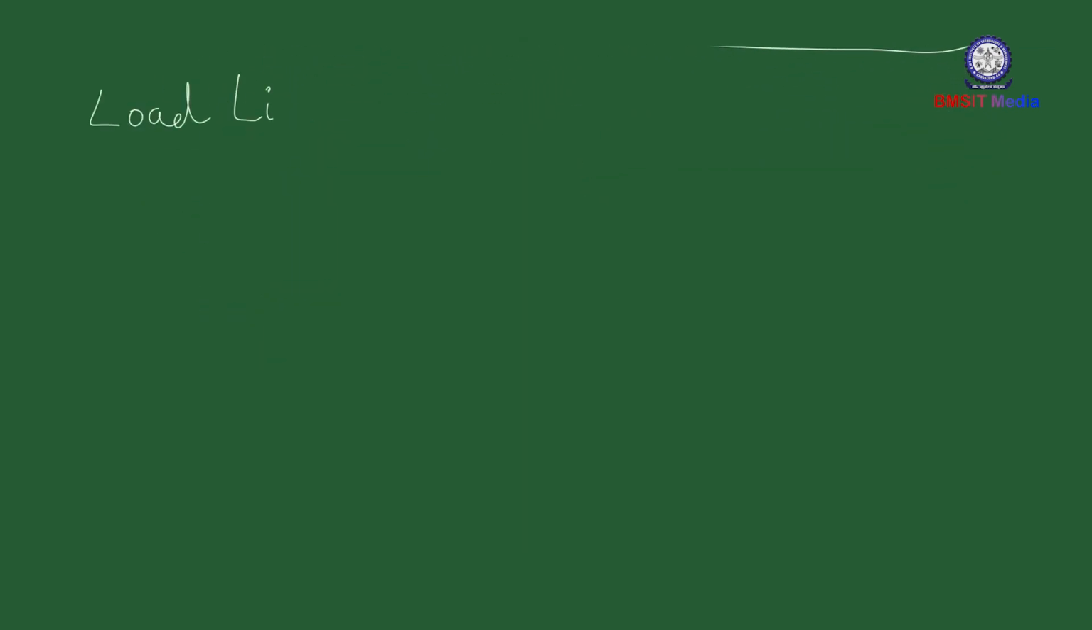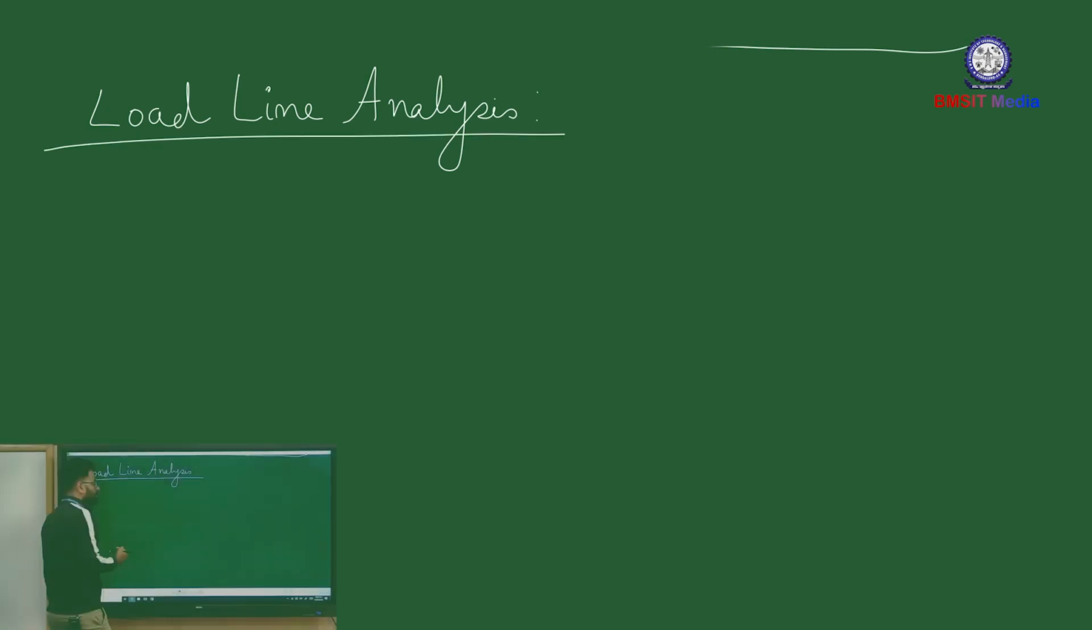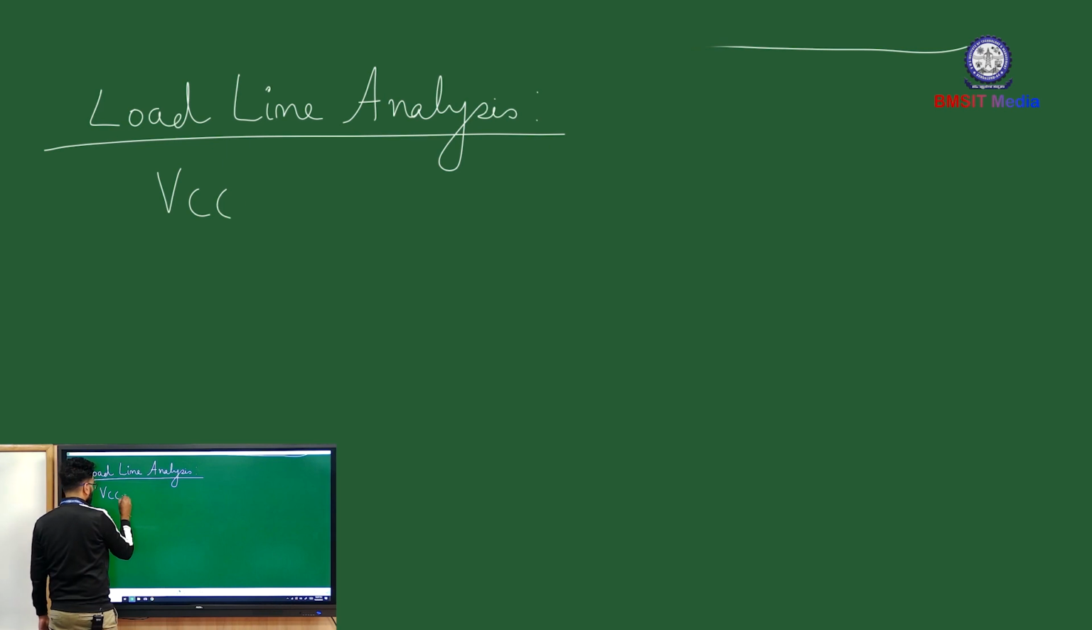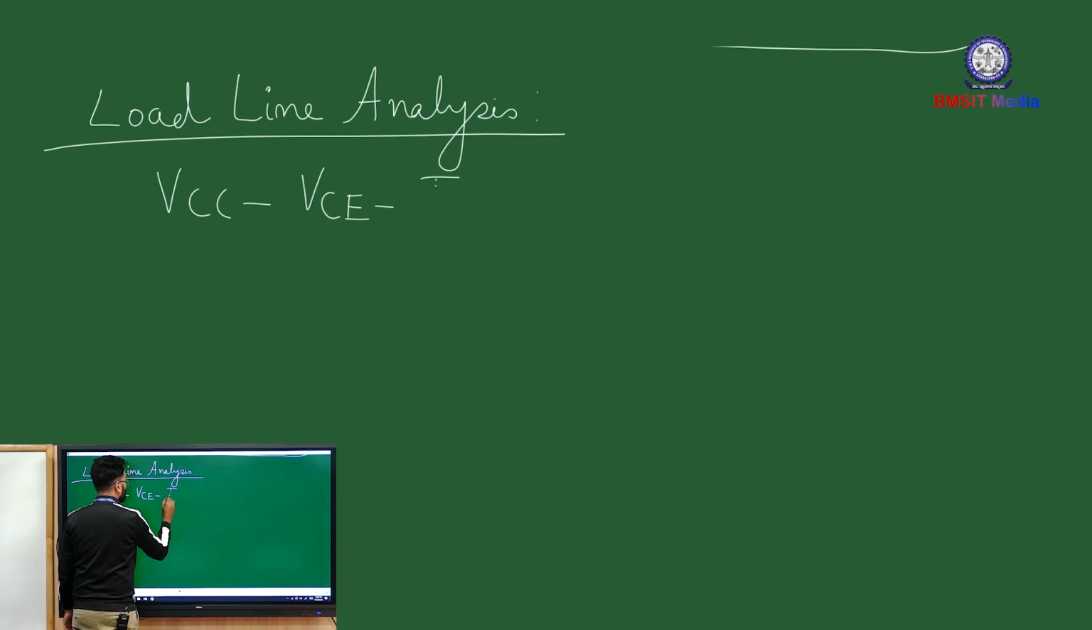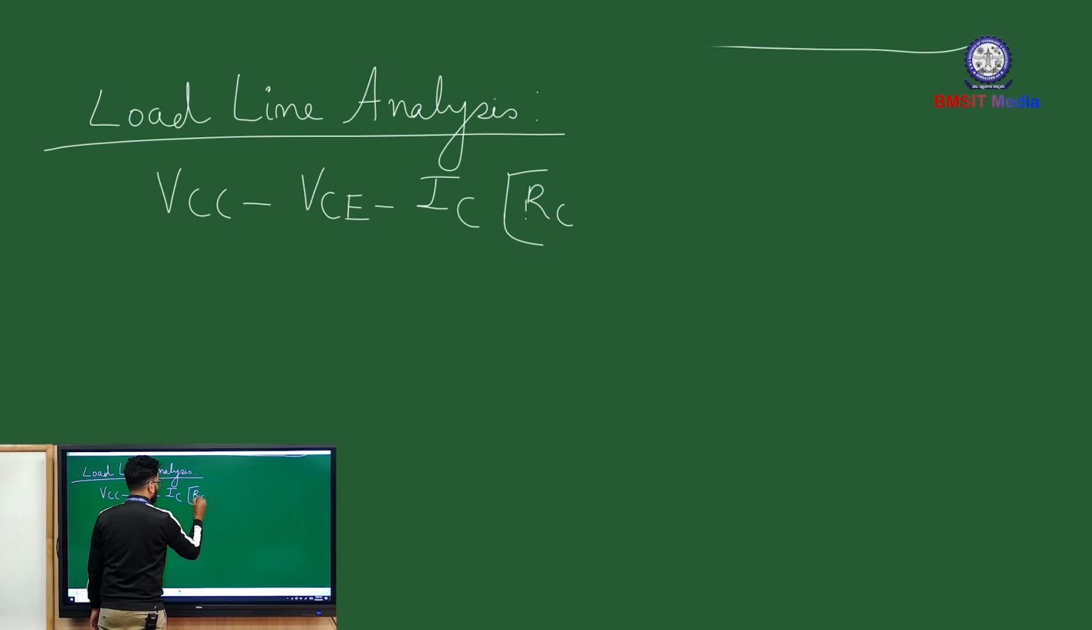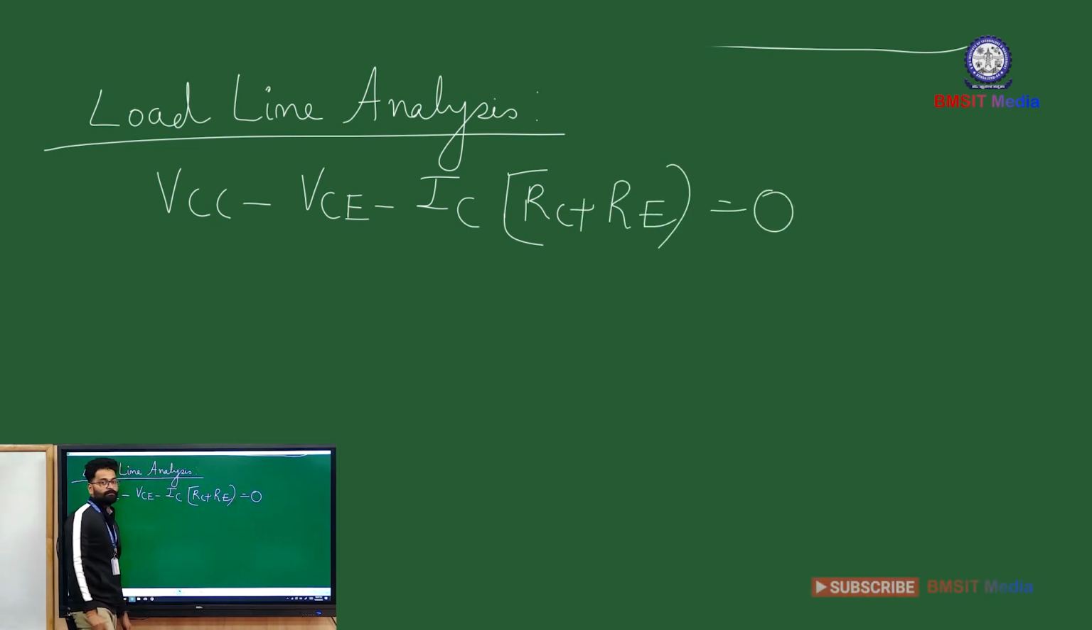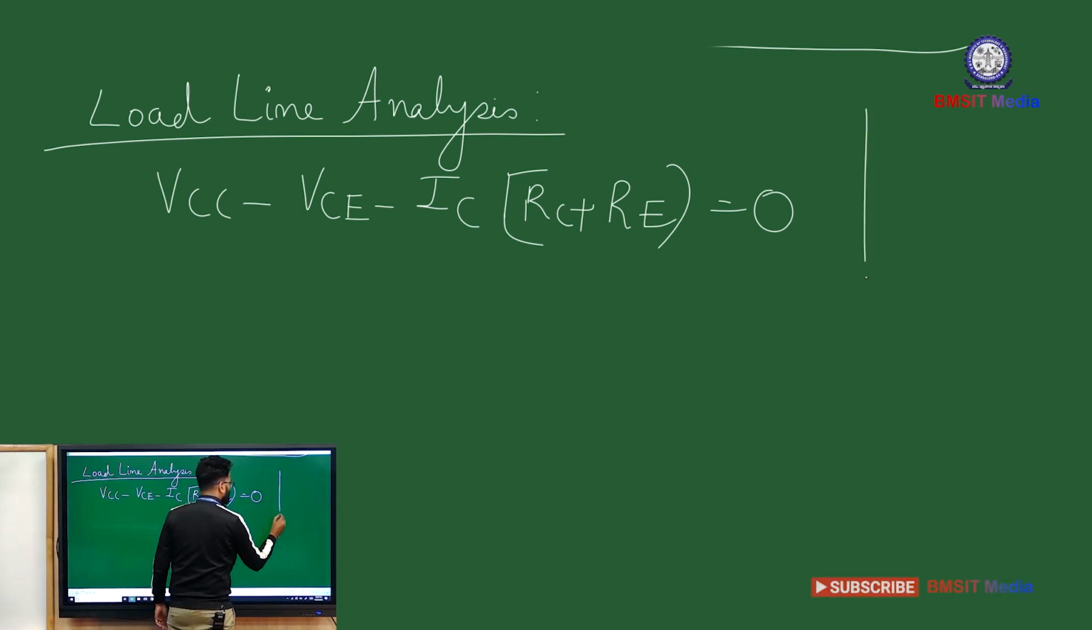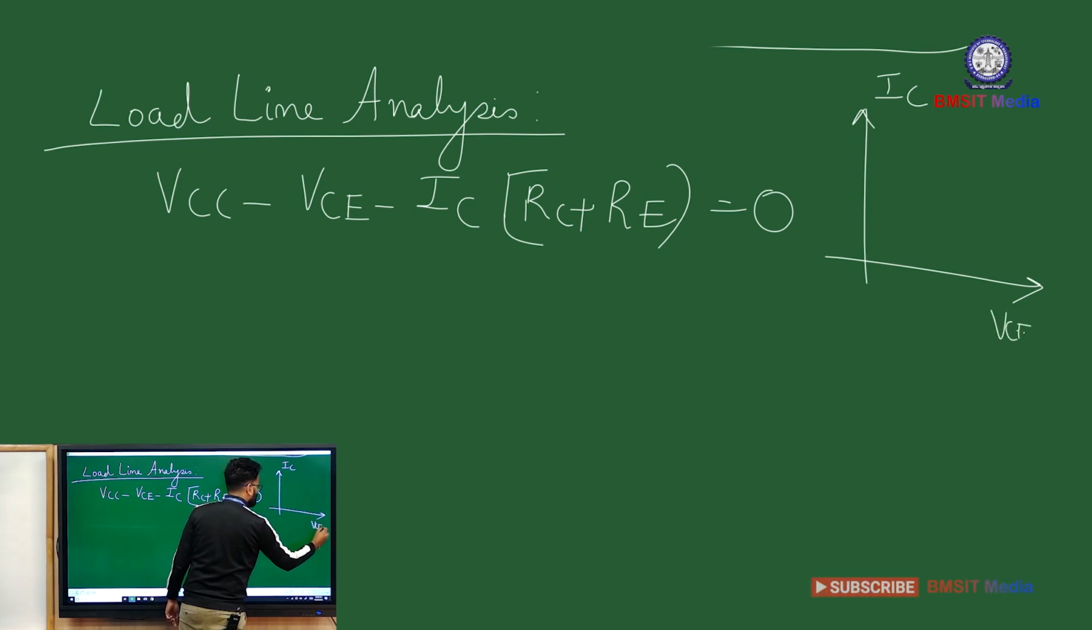So finally, we can draw the load line. For drawing the load line, you would need the output expression. So what is the output expression? VCC minus VCE minus IC times RC plus RE is equal to 0, right? So the load line is basically drawn on the transistor output characteristics, taking IC along the y-axis and VCE along the x-axis.